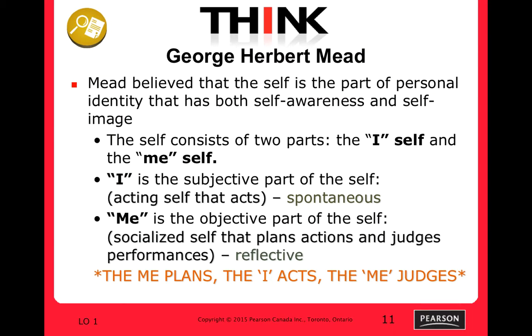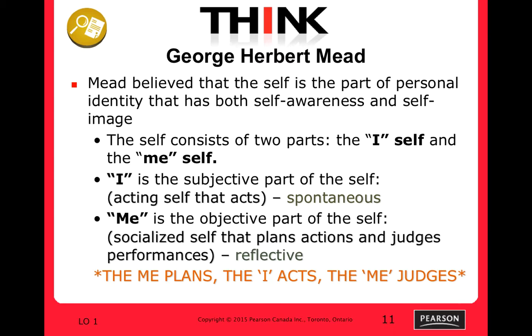The next theorist that we're going to look at is George Herbert Mead. So this sort of theory about the I and the me can be a little bit abstract, but don't overcomplicate it, and I'll walk you through it. So really, Mead believed that the self is the part of the personal identity that has both self-awareness and self-image. So the self consists of two parts, according to Mead, and these are called the I self and the me self.